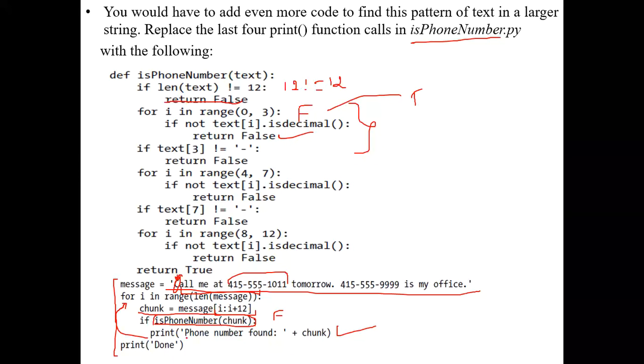When it returns true, we are going to get this message: a phone number found, with the number as this. We are going to get that message 2 times because this string contains 2 valid phone numbers, each containing 12 characters, including the hyphens.